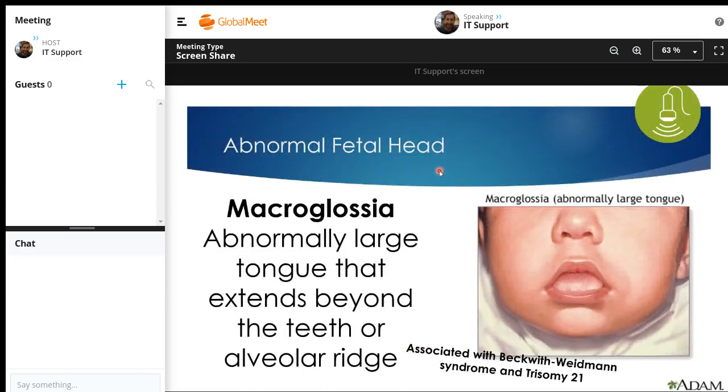So macroglossia, so this is an abnormally large tongue that extends beyond the teeth or alveolar ridge. So we've talked about this before when we talked about Beckwith-Wiedemann syndrome. So Beckwith-Wiedemann syndrome is a syndrome of enlarged organs, so liver, spleen, kidneys, is highly associated with macroglossia. It can also be associated with trisomy 21. So on ultrasound, the profile shows a large tongue that's kind of protruding, and it won't be seen going back into the mouth. It'll be outside of the mouth the whole time.